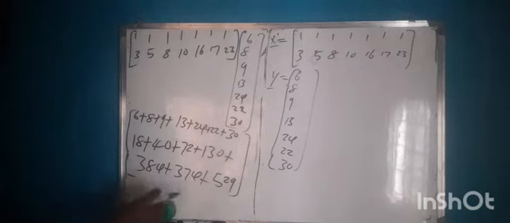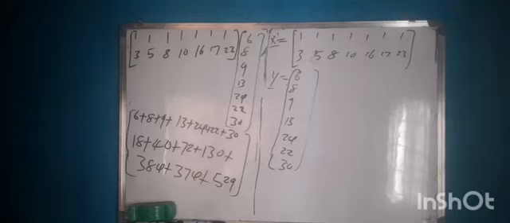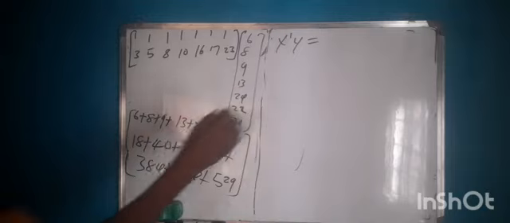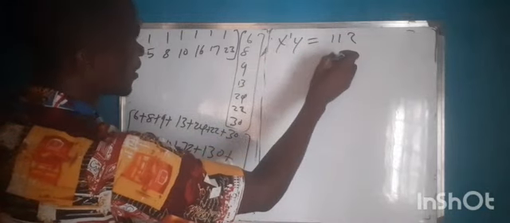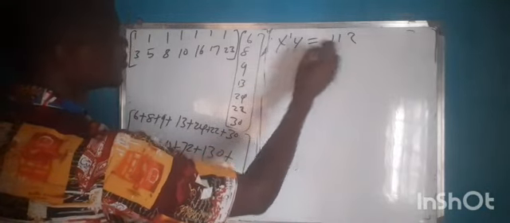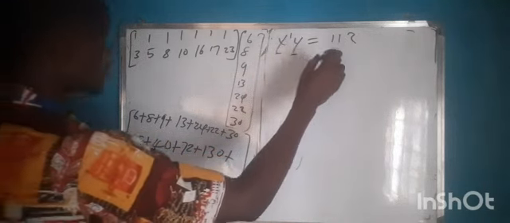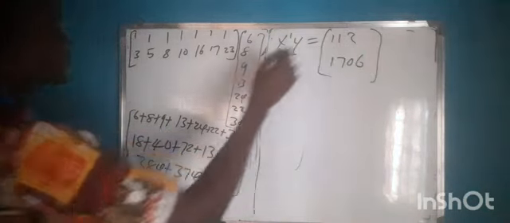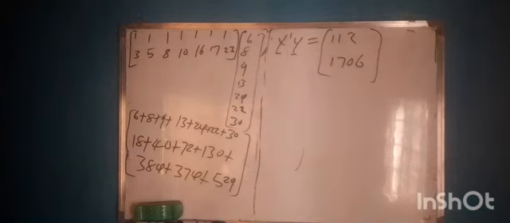So if you take the sum of this, you have a matrix X transpose Y to be equal to 112 and 1706. This is the matrix X transpose Y.